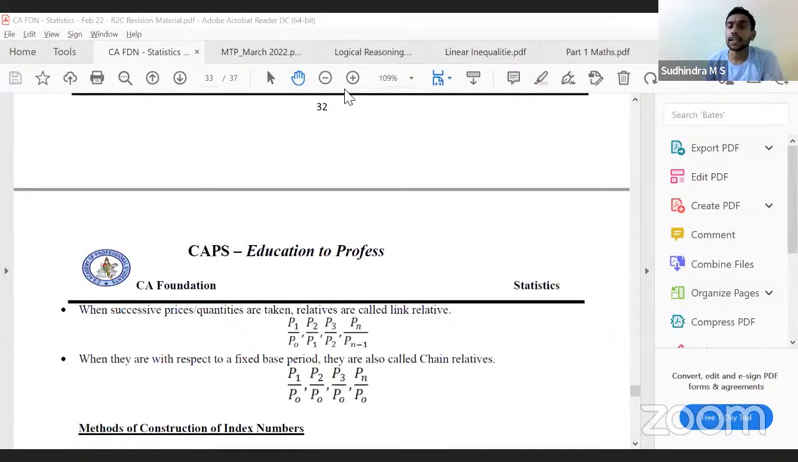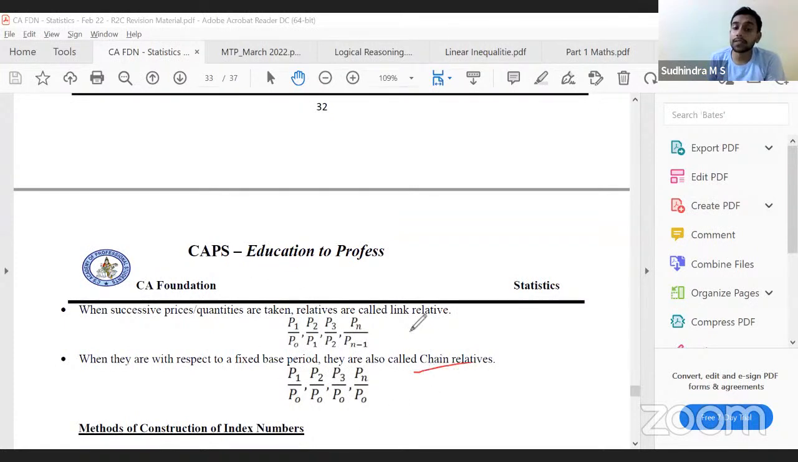Now, when we are calculating index numbers, we can have link relative or chain relative. In link relative, what we do is take price of the current year divided by price of the last year, price of the second year divided by not the price of the base year but the price of the first year. We are linking. This is link relative. P3 divided by P2, P4 divided by P3, and so on. We use this subsequently. We'll discuss it.